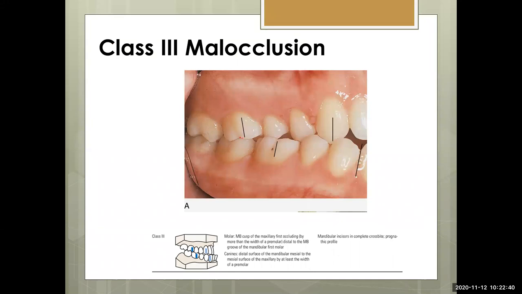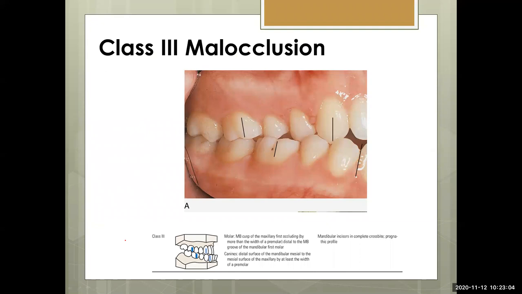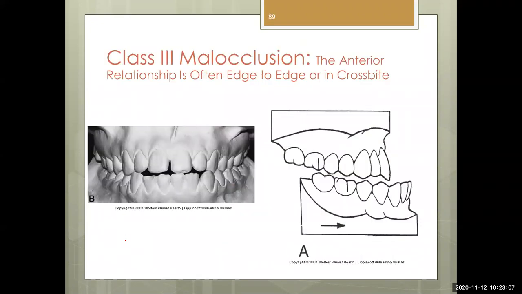So you want to look at the mesiobuccal cusp and that mesiobuccal groove. You want to look at the canine and where does it fit to determine class one, class two, class three. If you are a class two, can you be a class two all by itself? No, you have to have a division one or a division two, but it can be a class three with, okay, it's going to be not only a class three, but this could be edge to edge, like the picture of the study models here, or it could be a full crossbite.